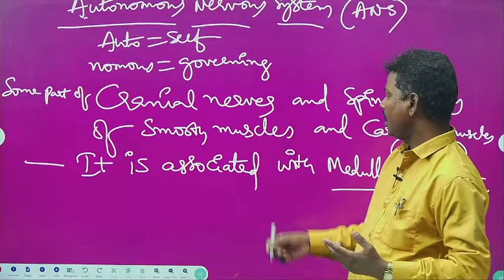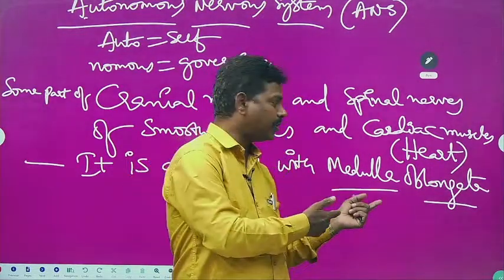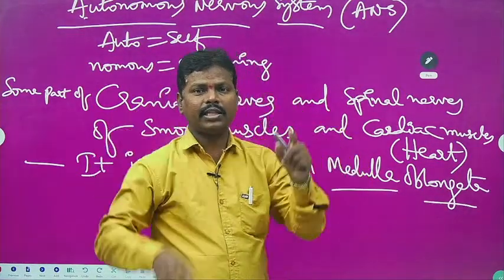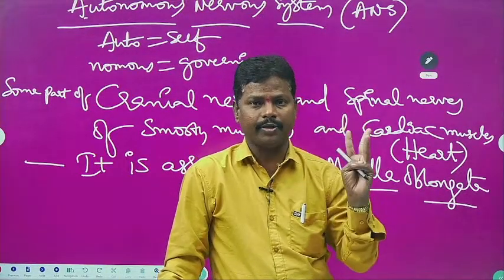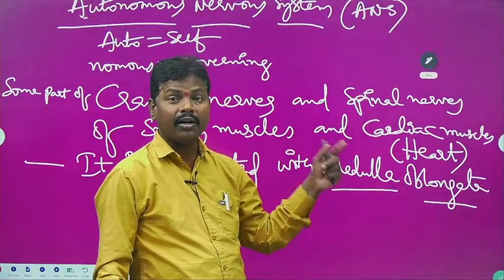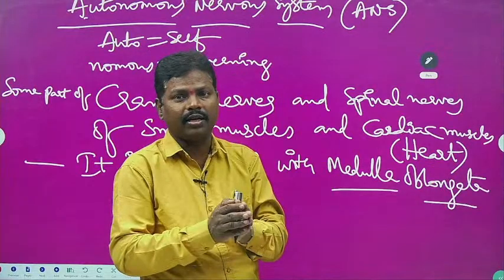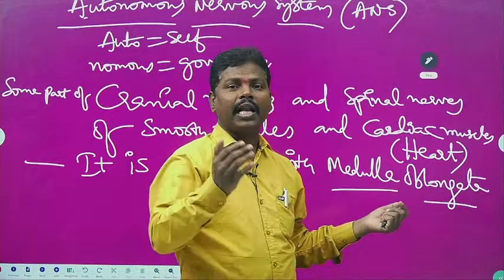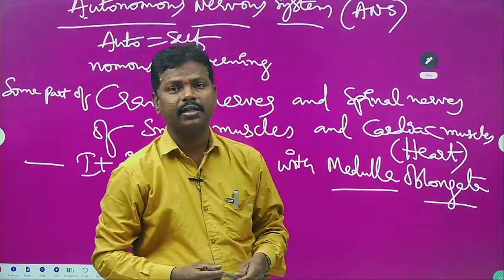oblongata is the last part of the brain. It is present in the hindbrain. In the brain actually three parts are present: forebrain, midbrain, hindbrain. Where is medulla oblongata present? In the hindbrain, along with the cerebellum. The small tree-shaped structure in the brain which lies backside is called cerebellum, and below the cerebellum medulla oblongata is present. It is also present back of the brain.